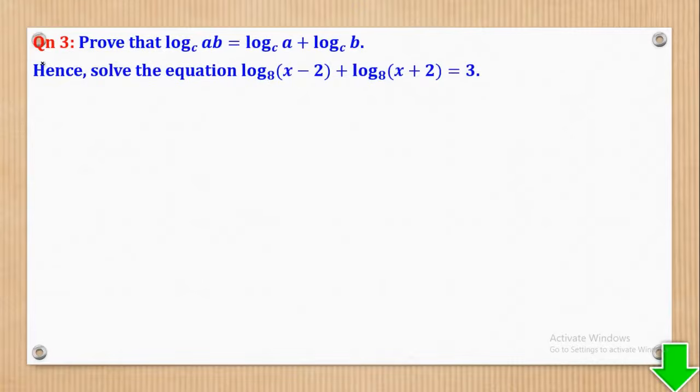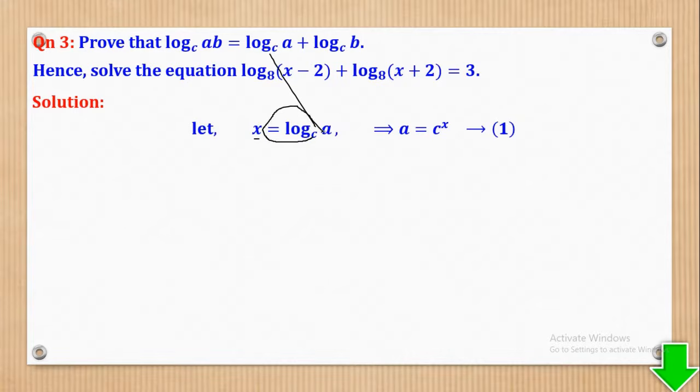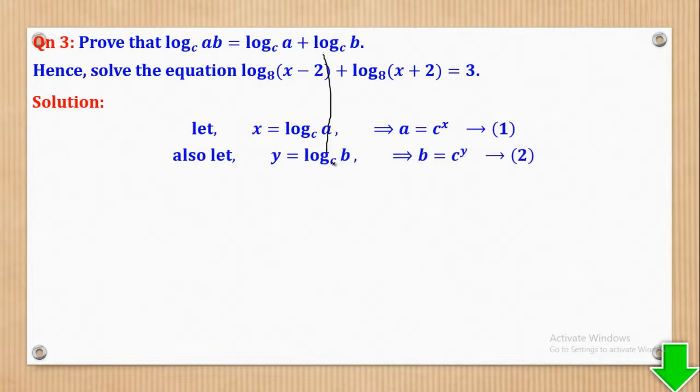Now we shall go to question 3, which is to prove that log base c of ab is equal to log base c of a plus log base c of b. And then solve the equation this. So let's start with the part of proof. Proving, let x be equal to this log base c of a, implying that c to power x is equal to a, which is there. Then also let y be equal to log base c of b, implying that c to power y is equal to b, which is that.